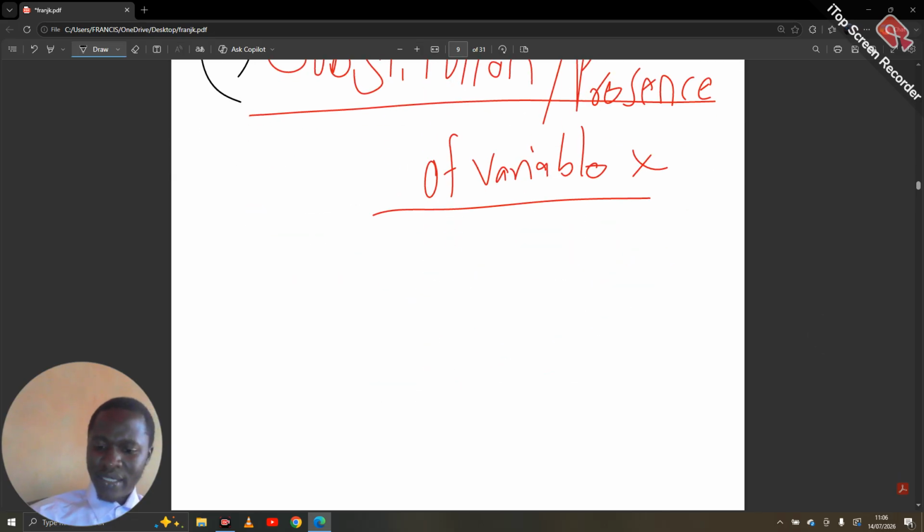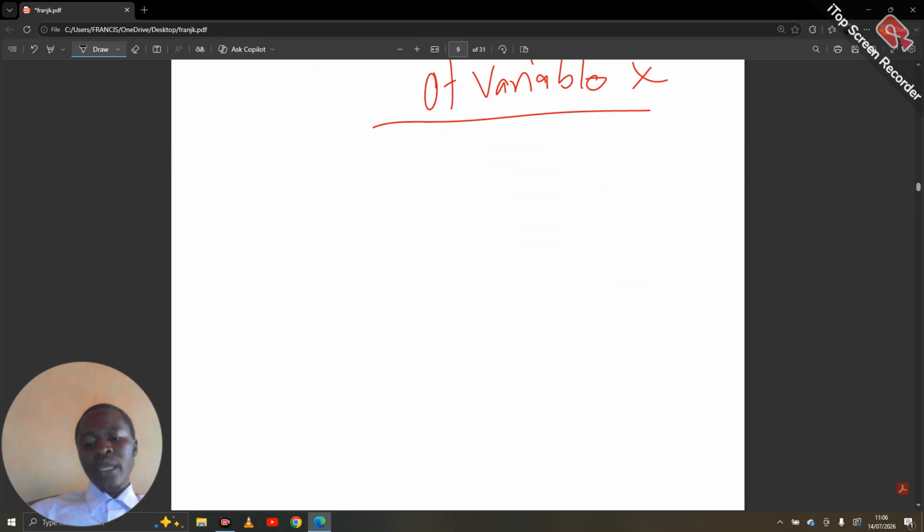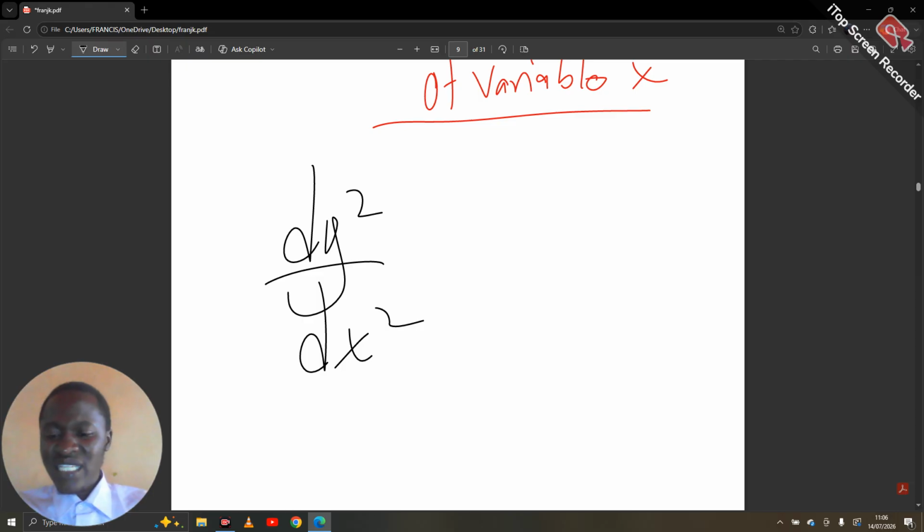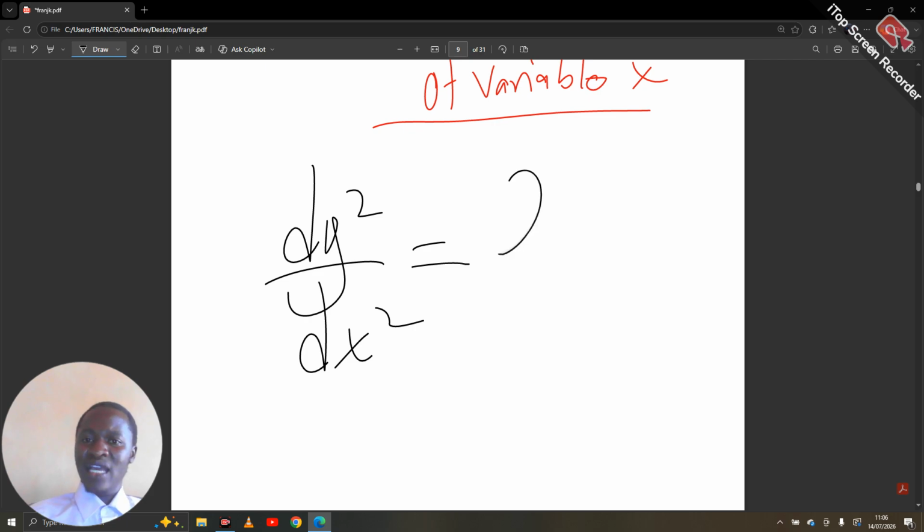Now, let us check on this. Here, our d squared y over dx squared is a term with a coefficient x. Whatever I'm trying to say is that after differentiating that second derivative, you'll get an answer having variable x.